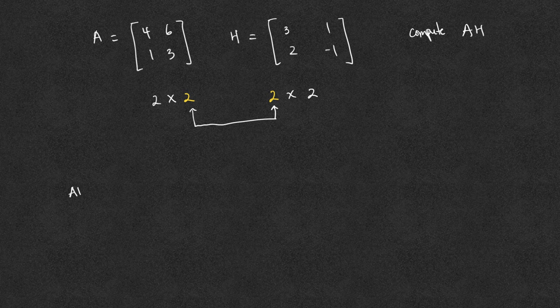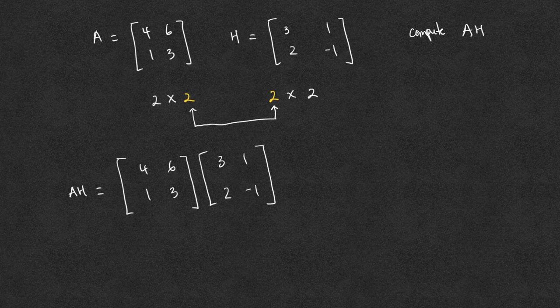We then write AH side by side. First, we write the matrix A, which is 4, 6, 1, 3, and the second matrix 3, 1, 2, negative 1. To multiply the two matrices, we would take the first row in the first matrix and multiply the first column in the second matrix. This is why we require that the number of columns in the first matrix be the same as the number of rows in the second matrix.